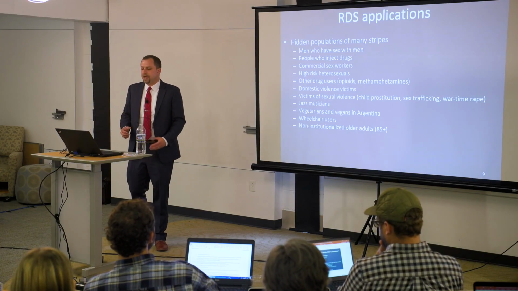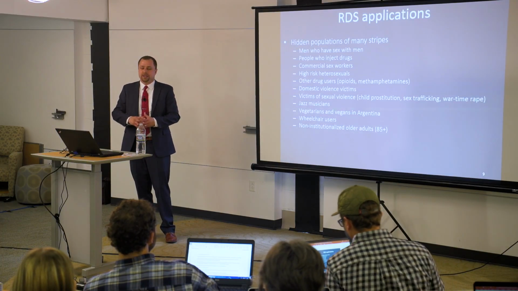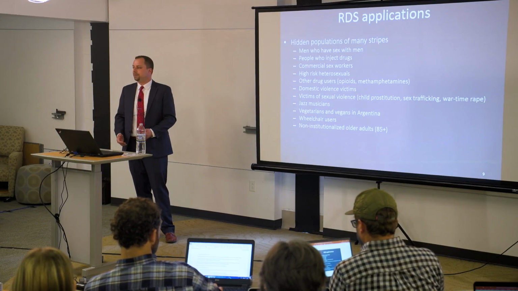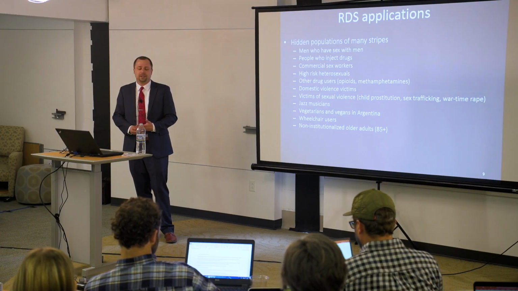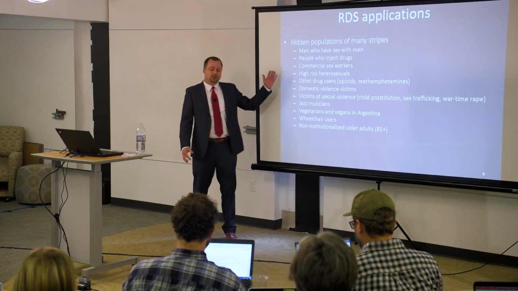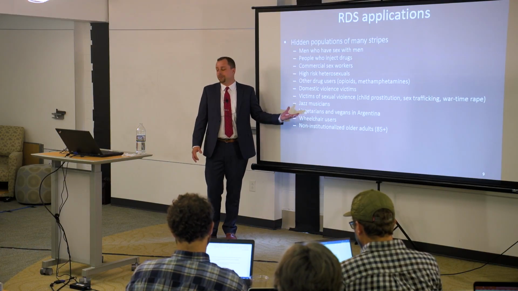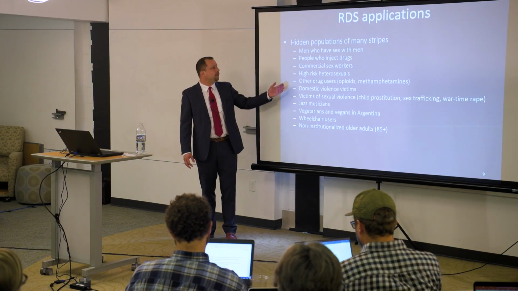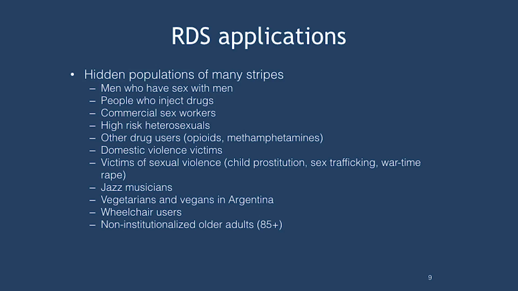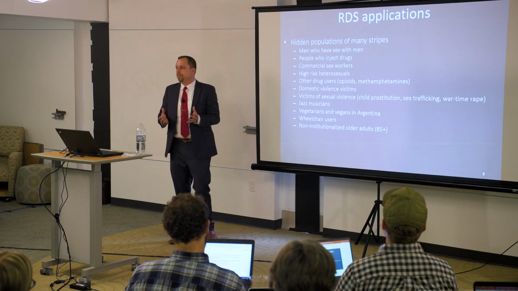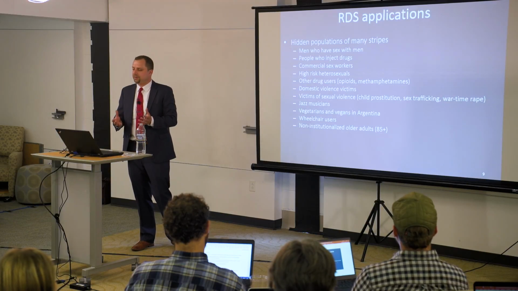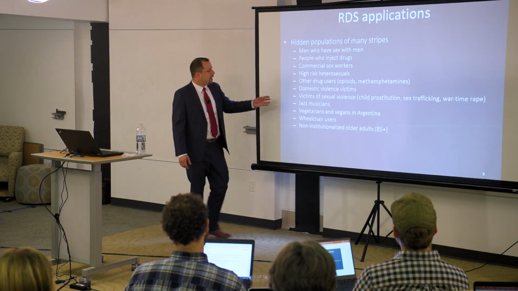There are a number of applications of RDS. Given that there have been 600 plus studies that have been funded by the NIH that have used this method, it's challenging to characterize all the applications of it, but I think the most common ones are these top three: men who have sex with men, people who inject drugs, commercial sex workers. Those are really the core RDS studies. Most of them have looked at those groups because they're at highest risk of HIV and HCV transmission.